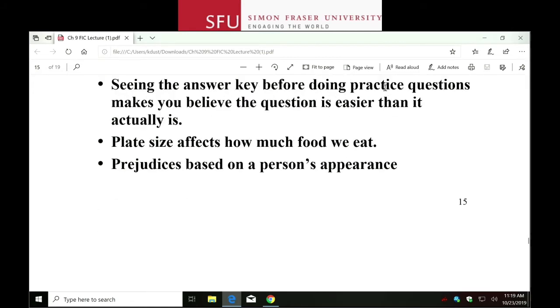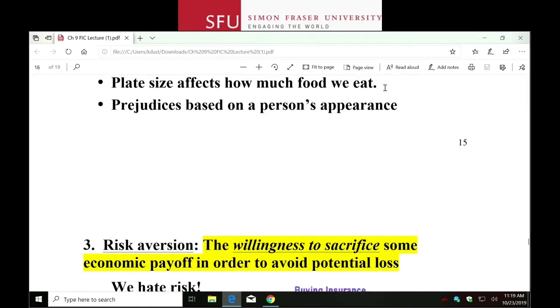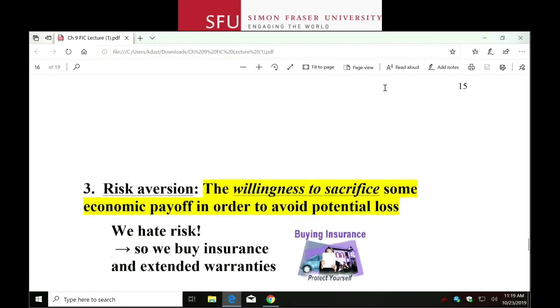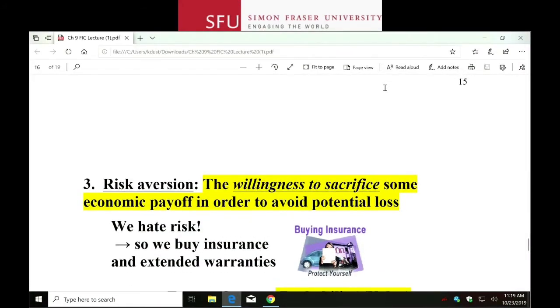Now, let's see. Okay, let's do one more, and then we'll take a break. Okay, so the last one here is another way in which we end up spending more money than it actually makes rational sense to spend.